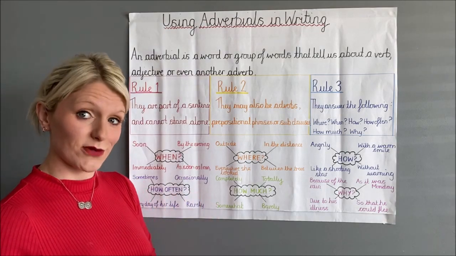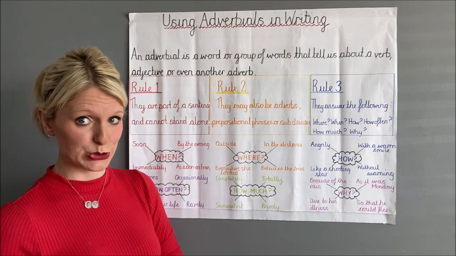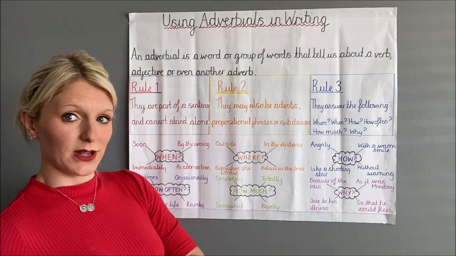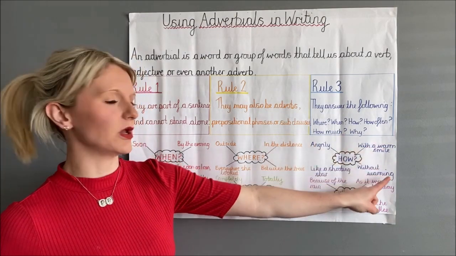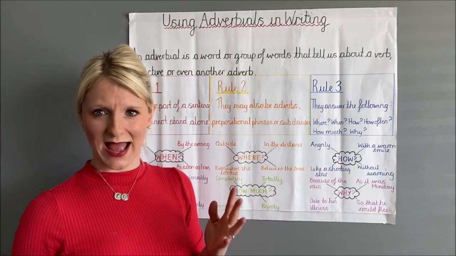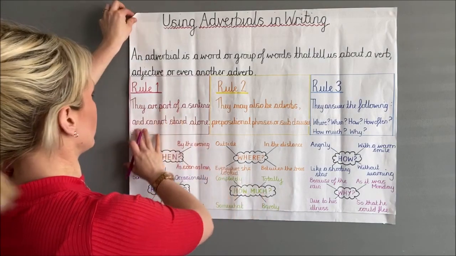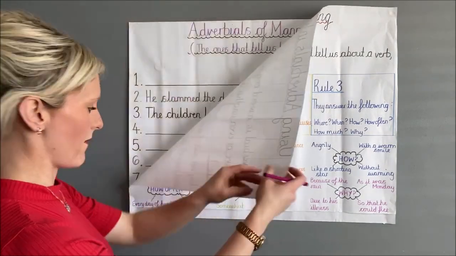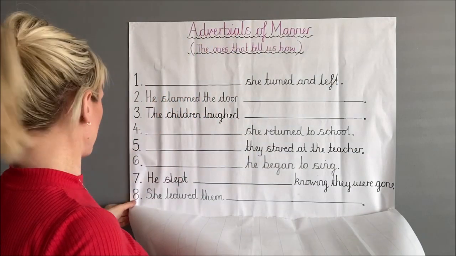Now, we've talked about adverbials of time and adverbials of place in the previous 2 tutorials, but today we're going to be looking at what we call adverbials of manner, which are the ones which answer the how question. How did that happen? How was that done? So what I'm going to do is take down this little bit of information to start us off, and we're going to look at some examples.